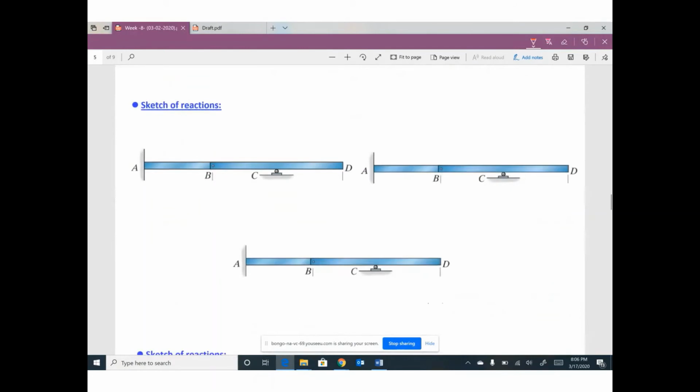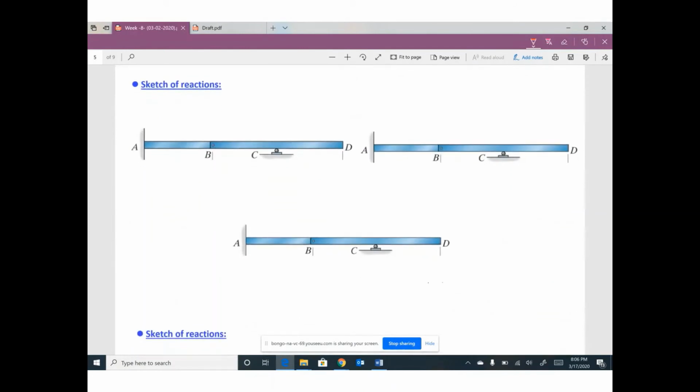One more example. We are looking to draw influence line for YA. Remember, this support is fixed. We have MA, and this one is rollers. We have reaction YC. We are looking to draw influence line for YA, influence line for MA, influence line for YC.